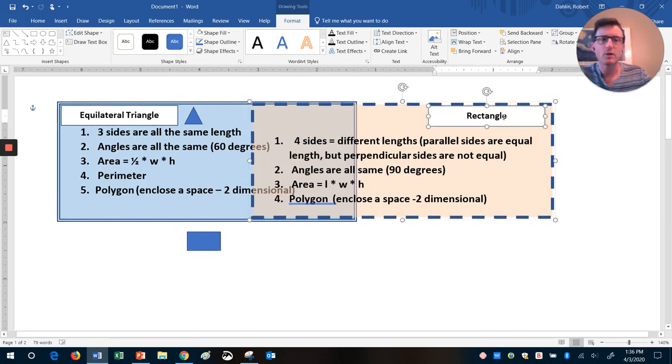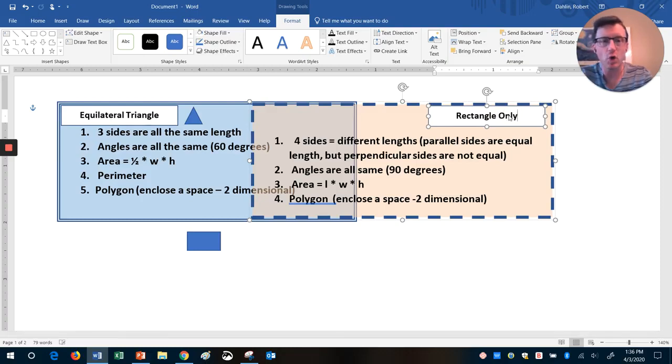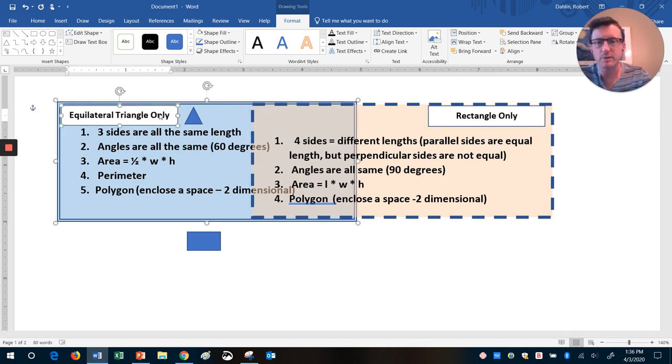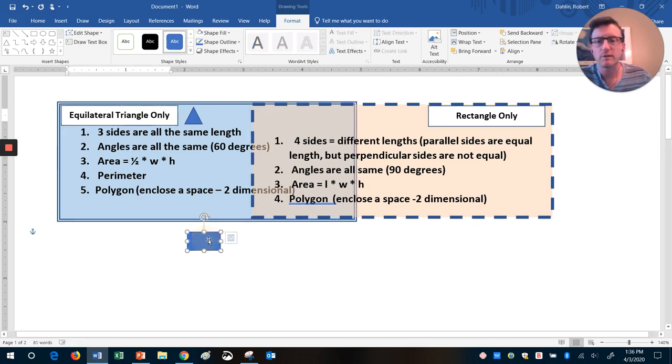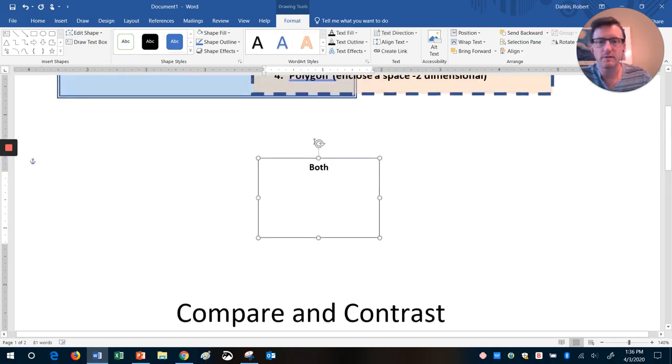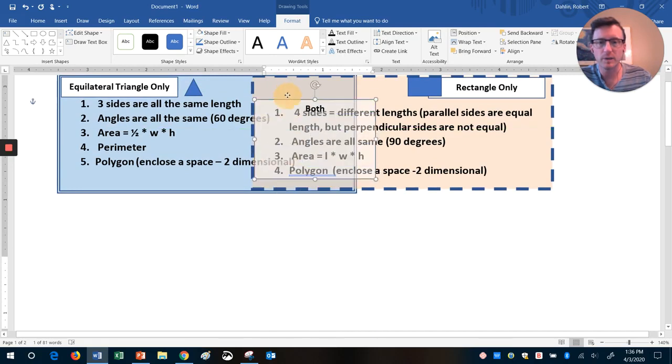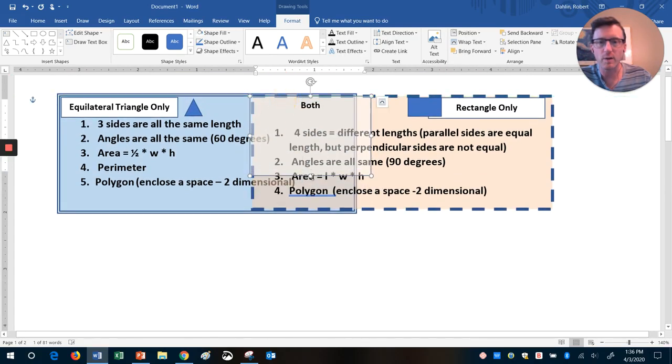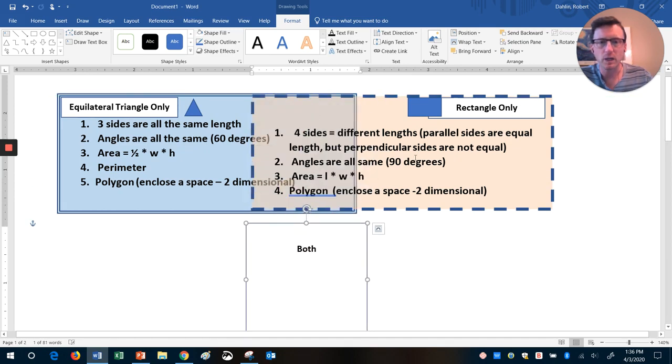rectangle properties, which of those properties are only for rectangles? And for the things that are triangle properties, which of those are only for the triangle? Okay, and then some things are properties of both. And so we're going to list out which of those are properties of both. Okay, so let's do that.